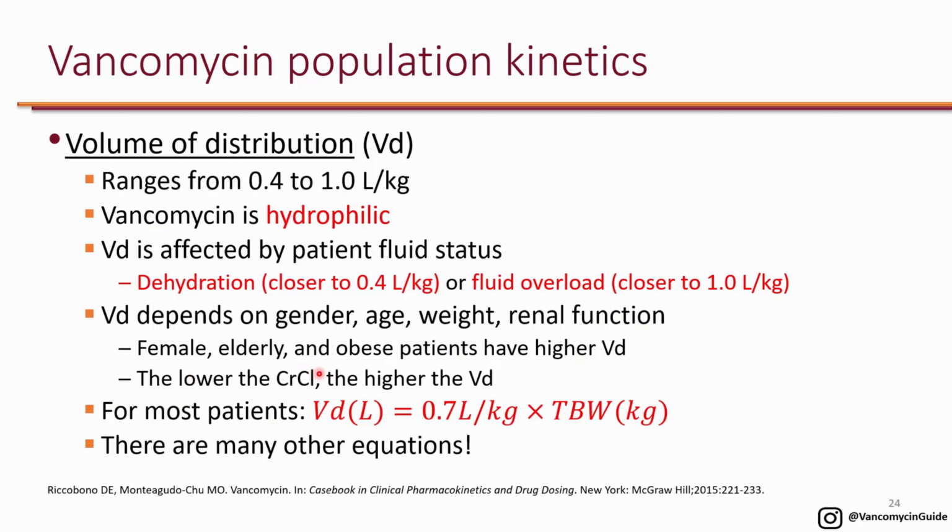So females, elderly, and obese patients actually have higher volume of distribution. And the lower the creatinine clearance, the higher the volume of distribution. So for most patients, we will use the volume of distribution in liters equals 0.7 liters per kilogram times total body weight in kilograms. However, you should only use this equation in patients with normal volume status. So if you're given a case where the patient has normal volume status, you can use this. Whereas if someone is dehydrated, you should use something closer to 0.4. And if they have fluid overload like congestive heart failure, you should use something closer to 1.